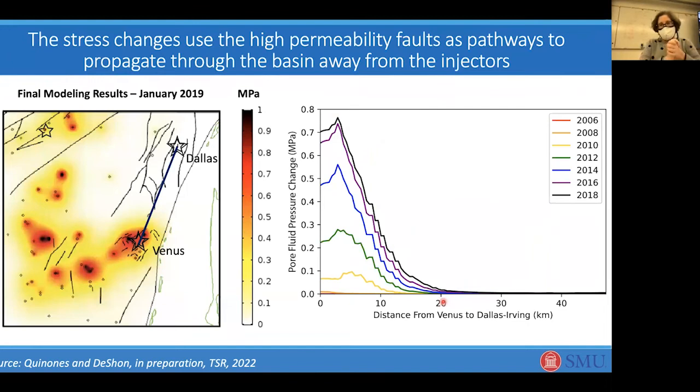All right, so the modeling results end in January 2019, just based on when the reporting period was for the injection data and the fact that PhD students have to graduate.